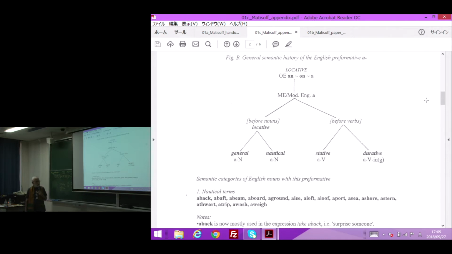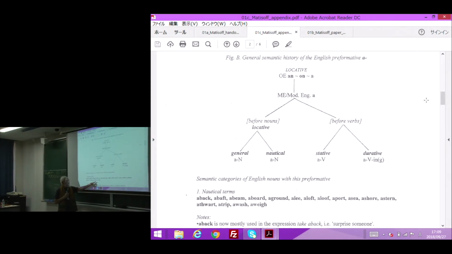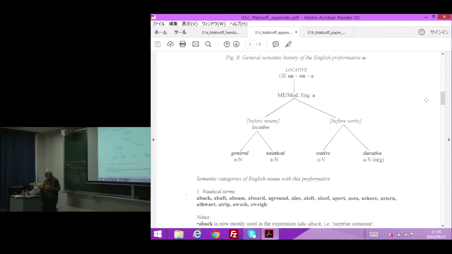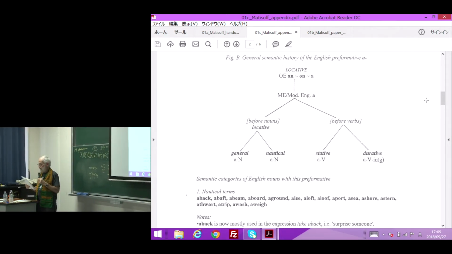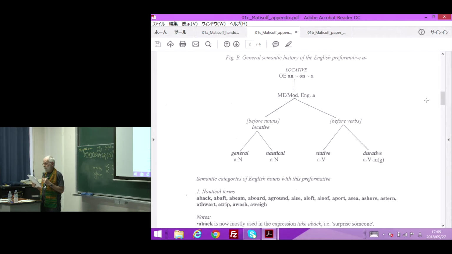But there's an expression to weigh anchor that means the same thing, to pull up the anchor. For some reason it's called to weigh anchor. And this is how it's written. Okay, and then there are notes of these various things. If you're interested, I'll be glad to send you copies of it.